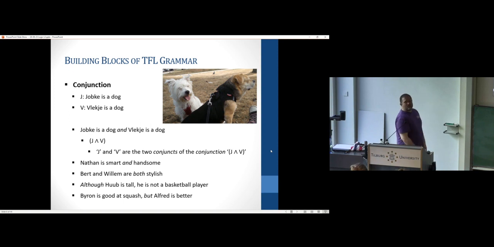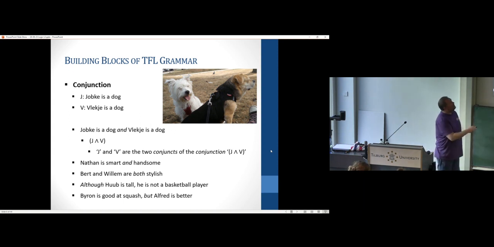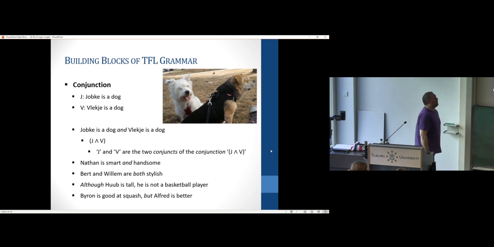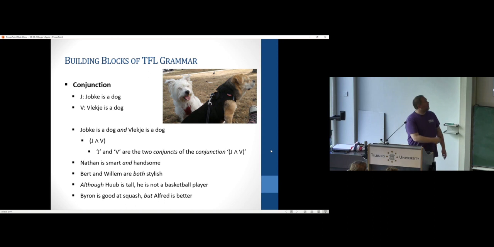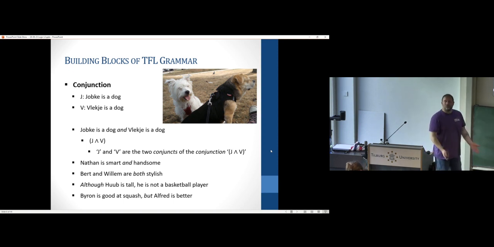Now note, this form is really obvious with a conjunction, but that's not the only form that we could track with a conjunction. We might have "Nathan is smart and handsome," right? That could be treated as a conjunction. Or "Bert and Willem are both stylish." "Although Hoob's tall, he's not a basketball player." Or "Byron's good at squash, but Alfred is better." All of these sentences can be symbolized using conjunction.